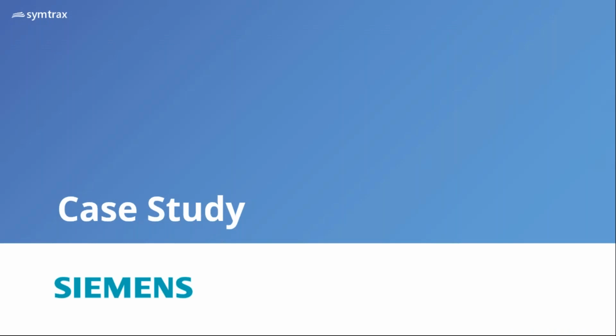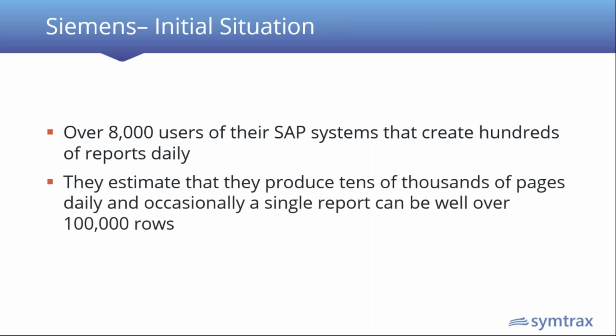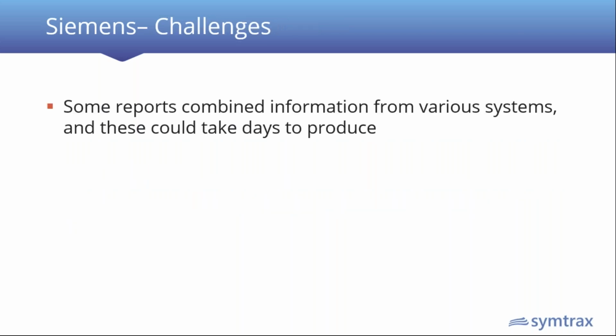To share with you what our clients have been doing or how they have been using Compleo for their reporting process, let me share with you how Siemens has been doing it. So for the initial situation, Siemens has more than 8,000 users using the SAP to create reports daily. And for the reports, it's not just a single or 2 pages report, but sometimes thousands of pages with thousands of rows of data. And their challenge is that this takes a lot of time because they need to compile data from various databases, various systems.